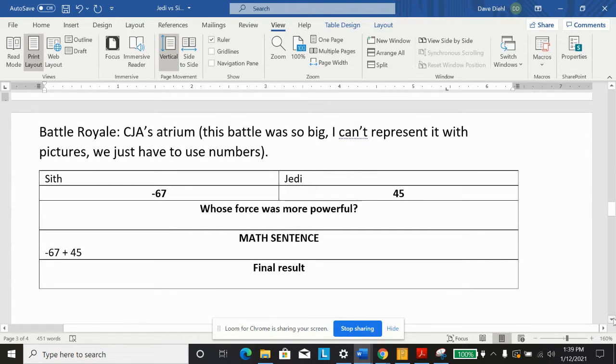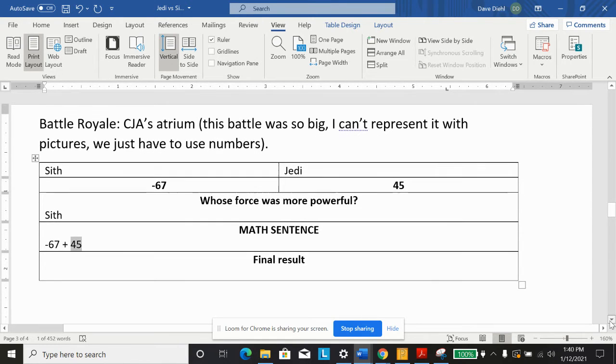Now, this is the final battle that Mr. Haggerty and I had, and there's so many soldiers there I couldn't make the picture, so I just wrote the numbers. -67, so we had 67 negatives or 67 Sith. We had 45 Jedi. And the way to write that would be -67 plus +45. Whose force was more powerful? Well, if you said Sith, you're right. The Sith is more powerful because there was more negatives than there were positives. And what's the final result? Well, let's talk about how to figure that out without a calculator and without a number line.